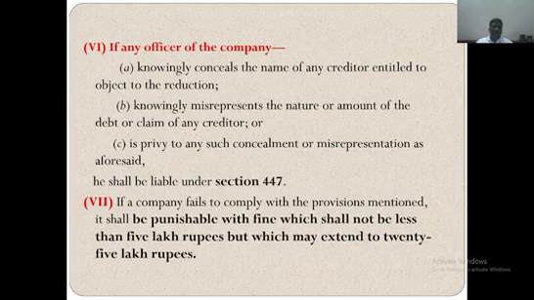If any officer of the company knowingly conceals the name of any creditor entitled to object to the reduction, or knowingly misrepresents the nature or amount of the debt or claim of any creditor, or abets any such concealment or misrepresentation as aforesaid, he shall be liable under section 447. If a company fails to comply with the provisions mentioned, it shall be punishable with a fine which shall not be less than 5 lakh rupees, but which may extend to 25 lakh rupees.